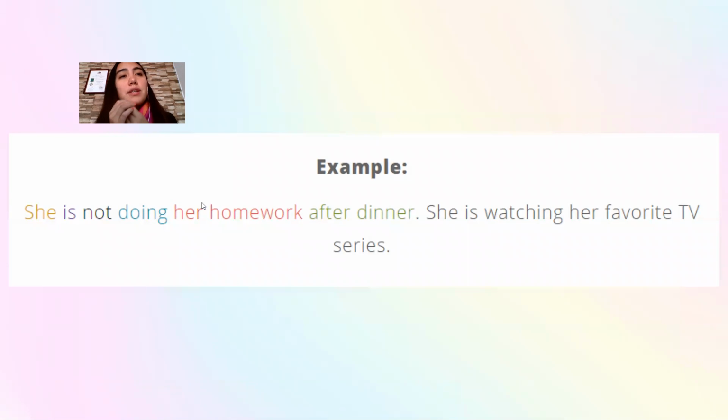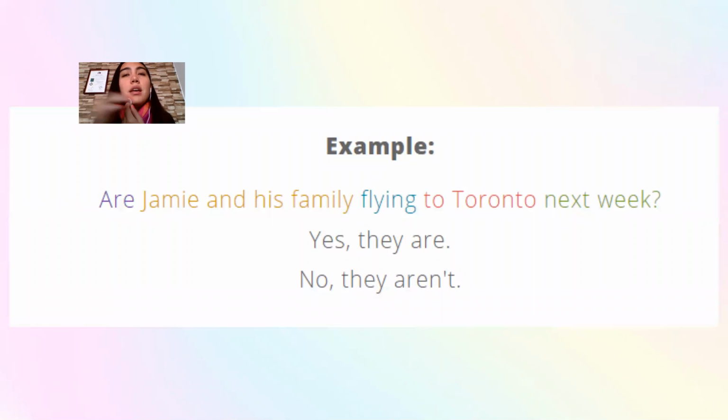Also, we have more examples here. She is not doing her homework after dinner. She's watching her favorite TV series. She is not doing. And the final example: Are Jamie and his family flying to Toronto next week? Yes, they are, or no, they aren't.